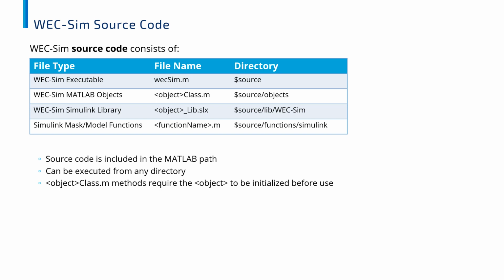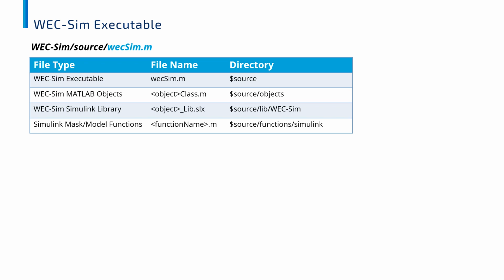In order to run WEC-Sim, it's recommended that you add the source code directory and all of the supporting Simulink libraries to your MATLAB and Simulink paths, respectively, by following our installation instructions. Note that many of the code objects, the .m files that are contained in the WEC-Sim library, are objects. These are things like the body class or the wave class. The methods and properties of these objects require that the object itself be initialized before use. This is usually done in the WEC-Sim input file.